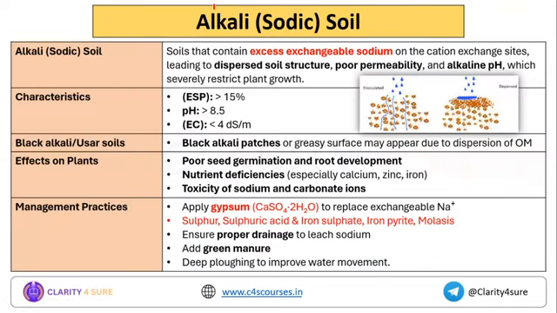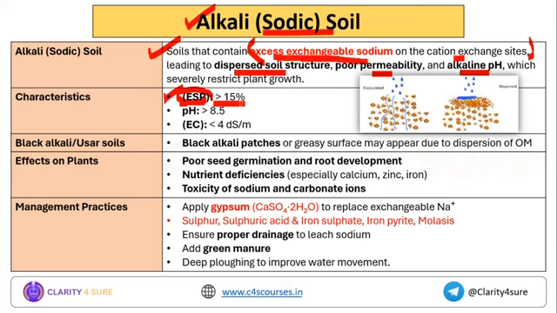Okay, so next is alkali or sodic soil. These are soils that contain excess exchangeable sodium on cation exchange sites, leading to dispersed soil structure, poor permeability, and alkaline pH, which severely restrict plant growth. So you tell me, if there is excess exchangeable sodium on the cation exchange sites, what will be the value of ESP? It should be more than 15, right? ESP is the amount of sodium with respect to the total cation exchange capacity.